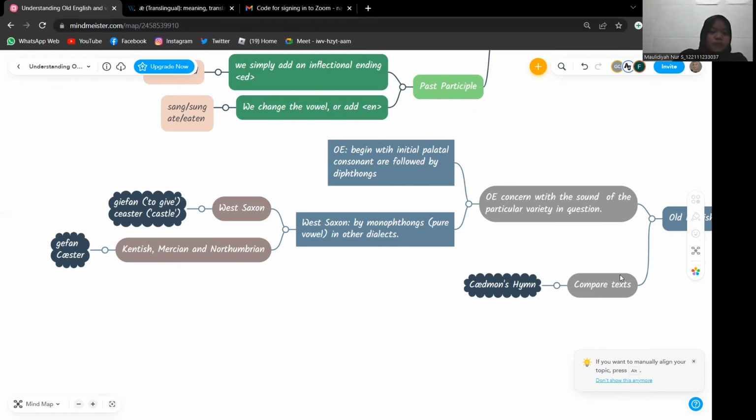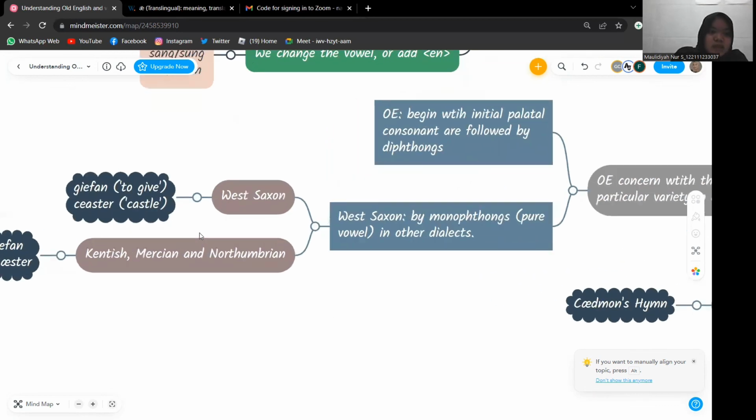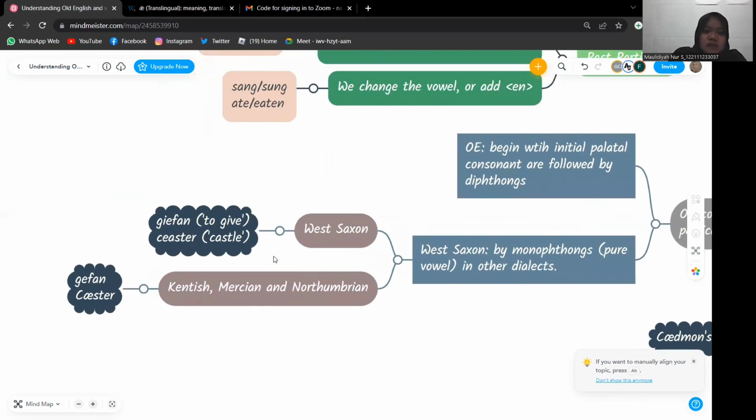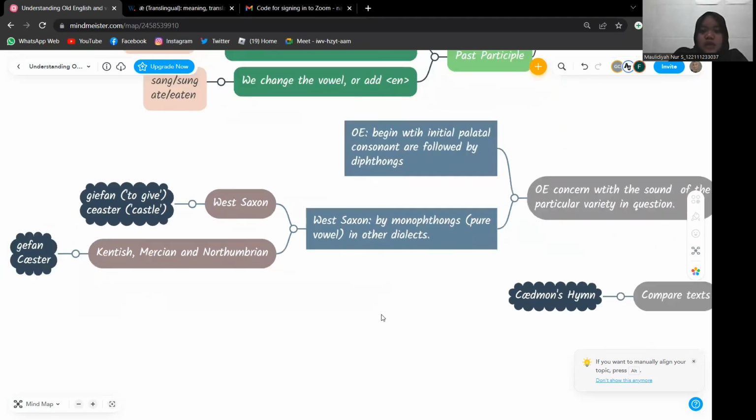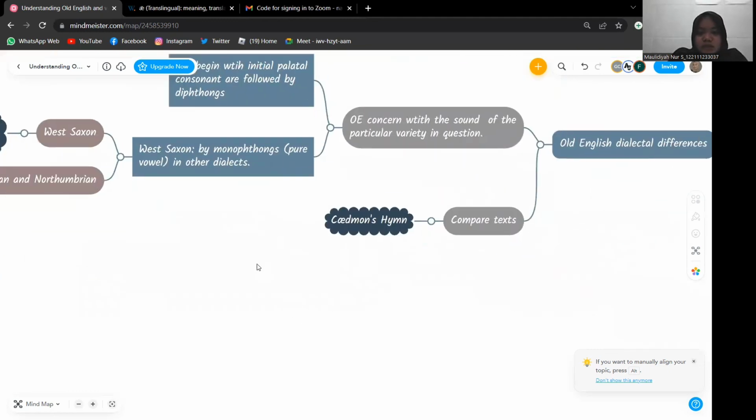For example, in West Saxon, we have spellings like giefan, to give, and ceaster, castle. And in Kentish, Mercian and Northumbrian, the spellings are like gefan and ceaster.